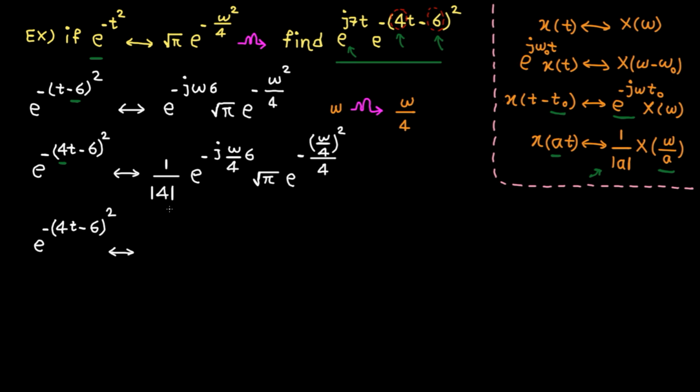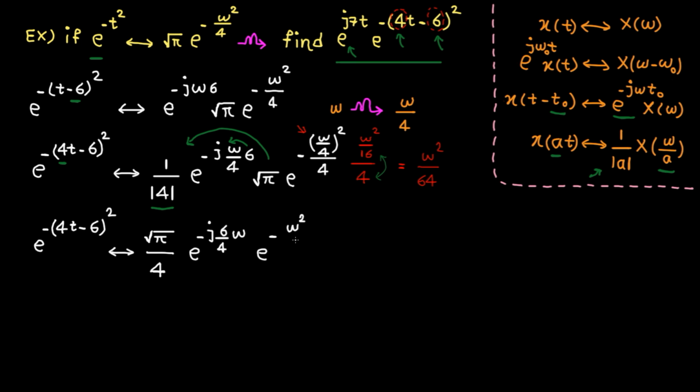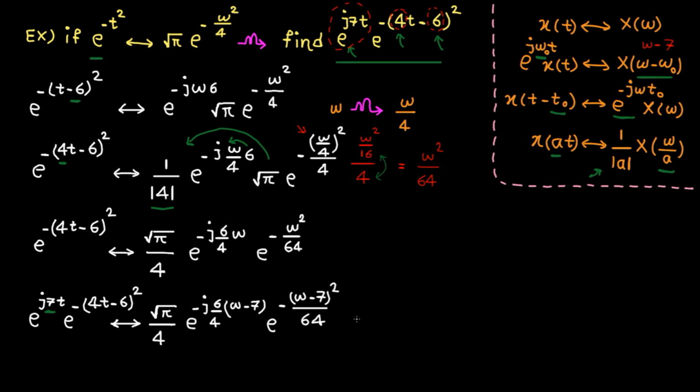Let's simplify the answer. This is equal to 4. Bring this constant to the front and bring 6 here. And also apply the square to the parentheses. By multiplying these two, we get omega squared over 64. Last step is to multiply the signal by this complex exponential function and use the frequency shifting property where omega naught is 7. So we need to shift omega by 7 units. Here we go. Done.